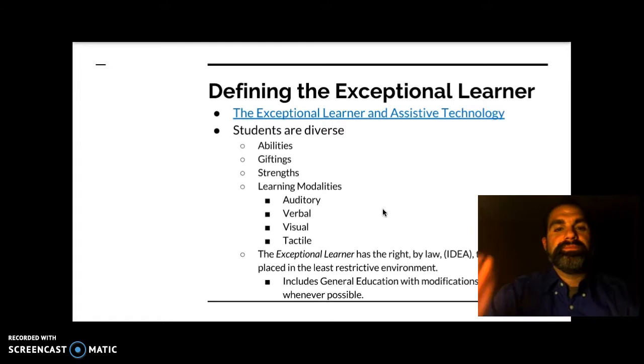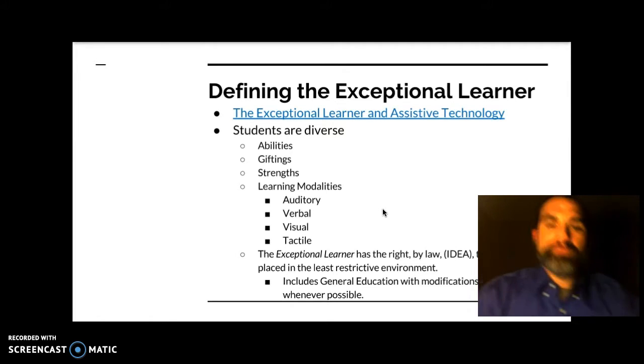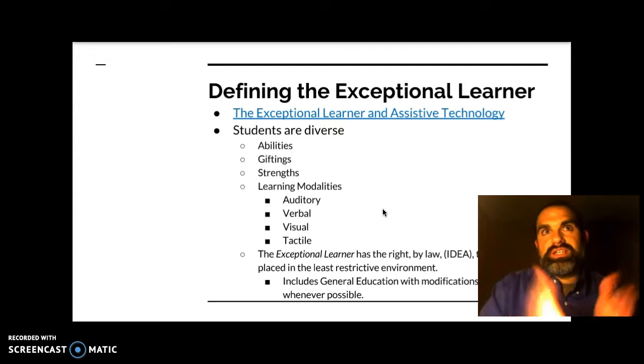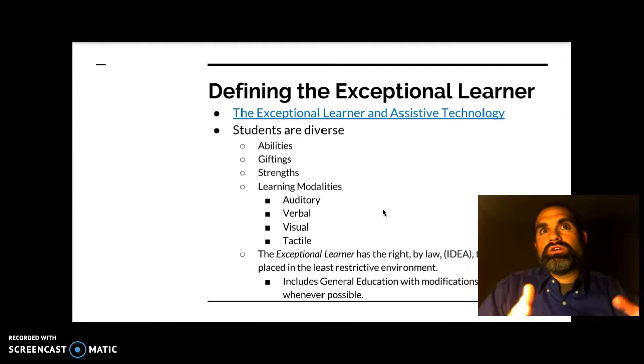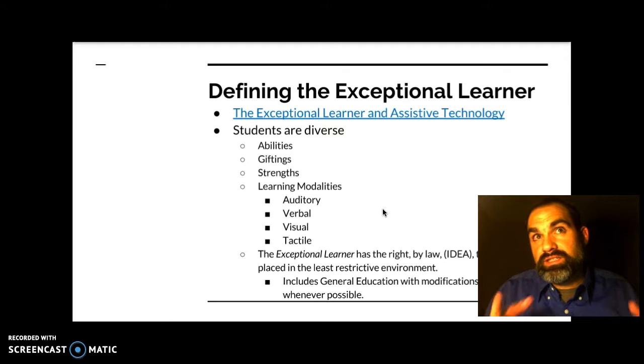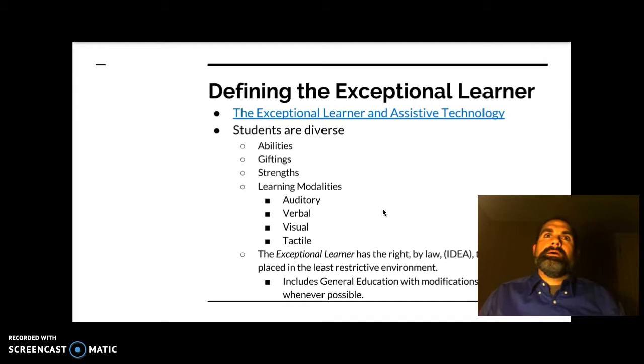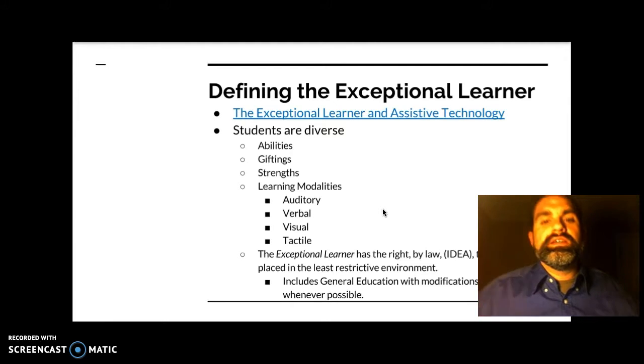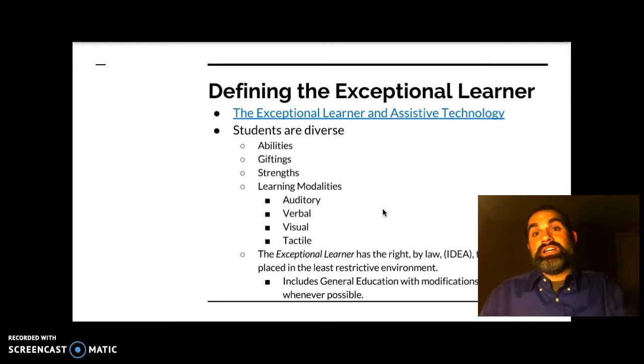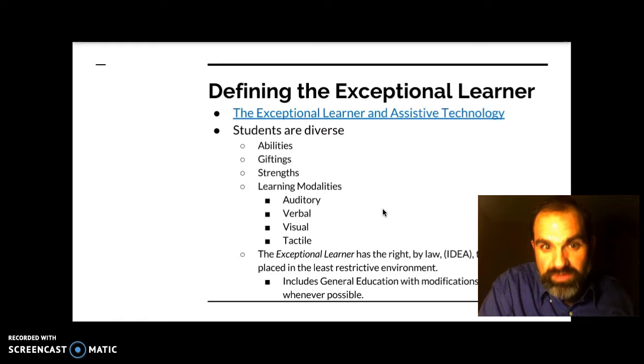Okay, defining the exceptional learner. The exceptional learner is more diverse and is broader than the special needs cohort. The special needs cohorts are specifically students with IEPs, individualized educational plans, and are assigned advocates or special ed teachers. However, the exceptional learner is broader than this. It includes people who don't necessarily have individualized education plans. They haven't been identified with a disability.